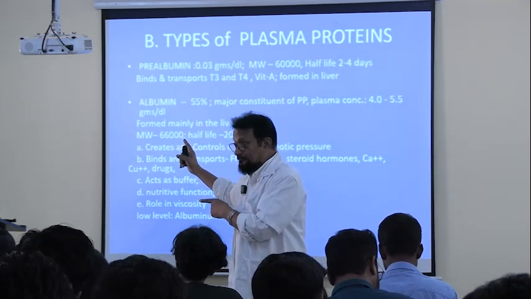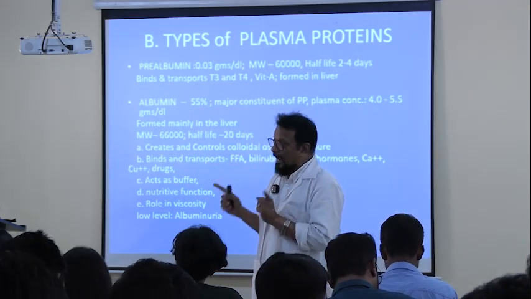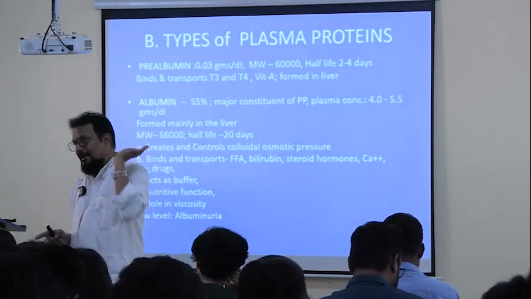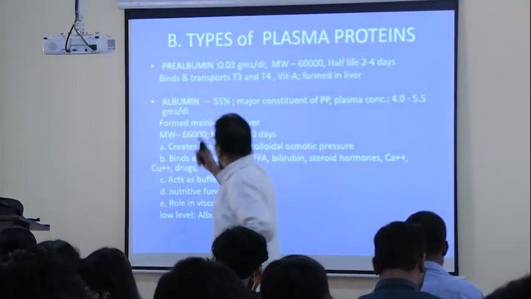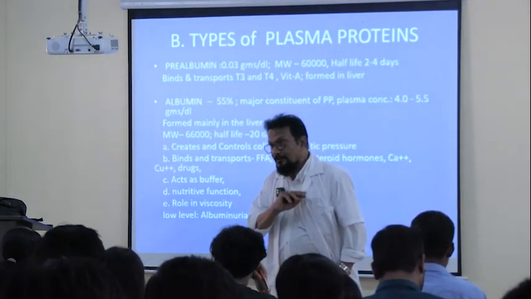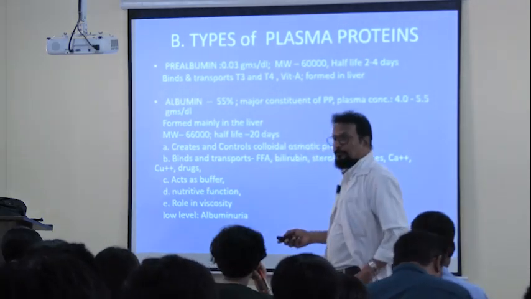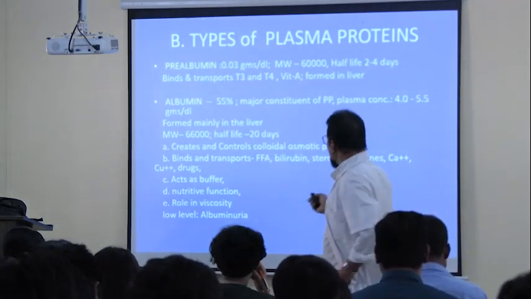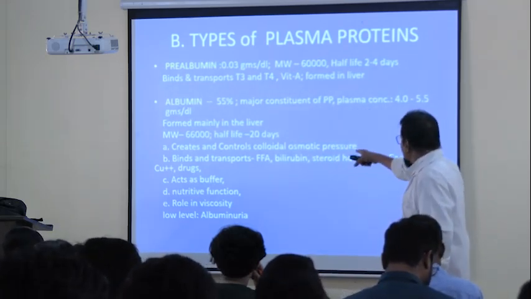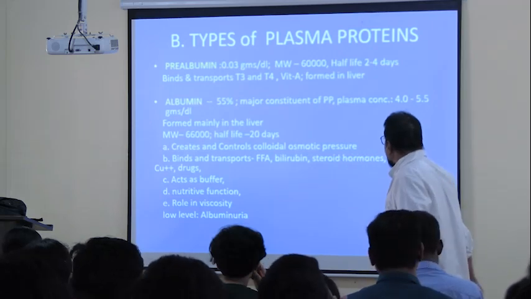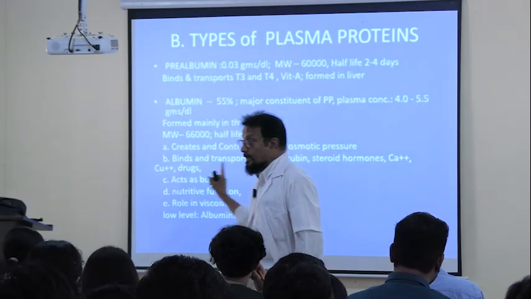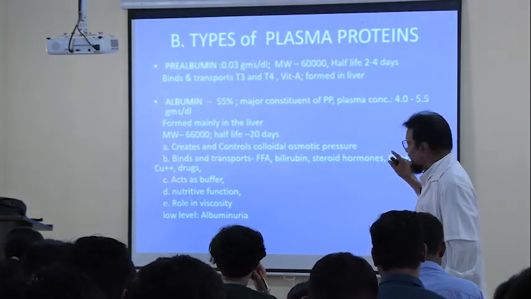It will take much longer time. But by half-life, we usually determine how long a substance will remain in the blood. So pre-albumin has a very short half-life. You got the idea, no? With half-life we will know how long it is going to stay in the circulation. So the main function of albumin is, first, it creates and controls colloidal osmotic pressure. Very important, I will explain in detail when I explain the functions.